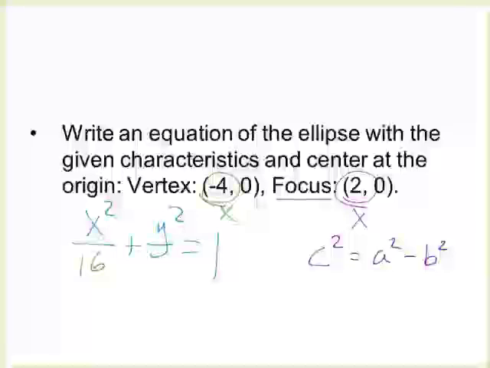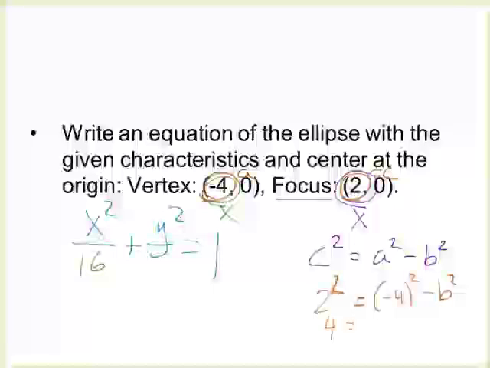C is the focus value. So that 2 is C. Your vertex is your A value. If you were given a covertex, that would be the B value. Vertex is A because A is bigger and the vertices are bigger. So if you're given a covertex, that would be a B value because the covertices are the smaller. And C is always the focus.